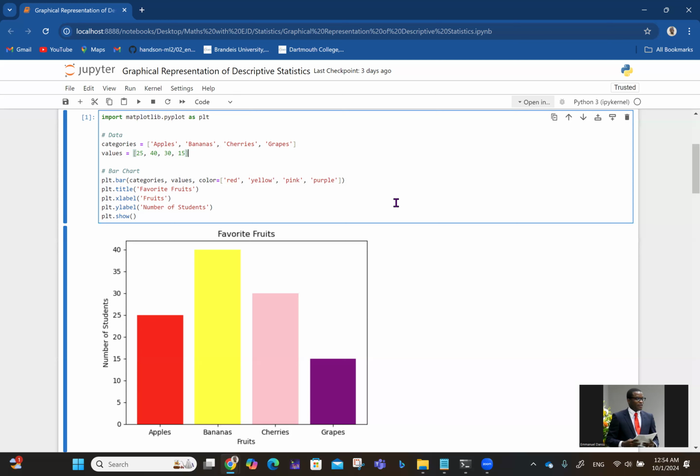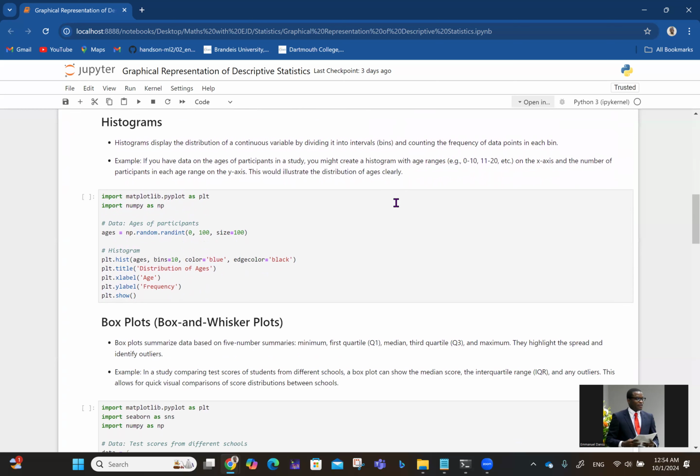Histograms are actually like bar charts, except that there are no spaces. So you can see spaces in between bar charts, right? But for histograms, there are no spaces in between. So histograms display the distribution of a continuous variable by dividing it into intervals or bins and counting the frequency of data points in each bin.